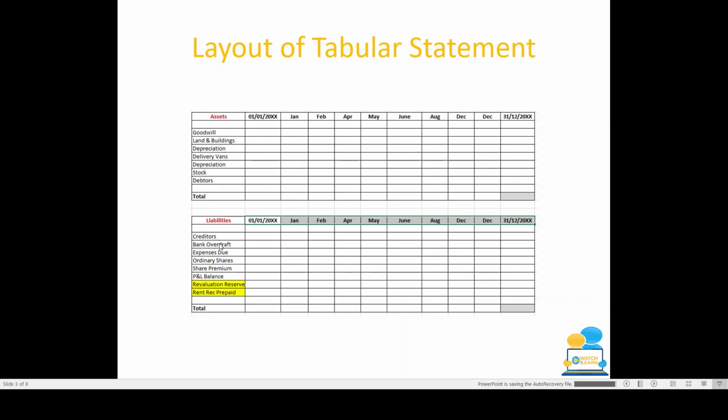Sometimes people include bank overdraft here as a liability, or sometimes it may be put in as a negative asset also. Anything that affects the profit and loss will go in the profit and loss balance line, and you would leave a couple of lines usually in case there are any other assets or liabilities that you would need to add in. So we'll have a look at that in further detail now.